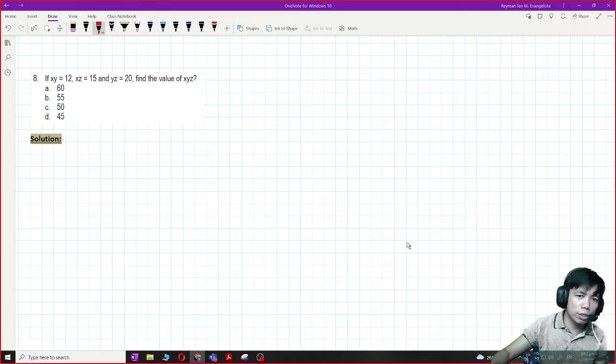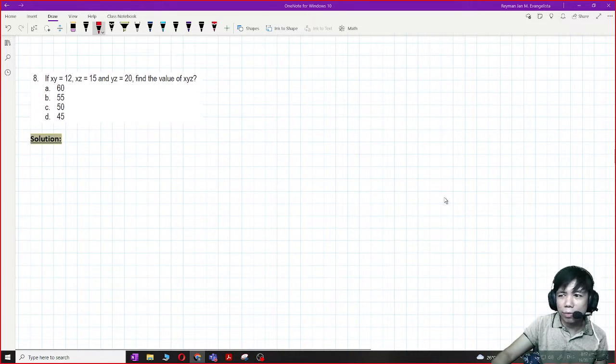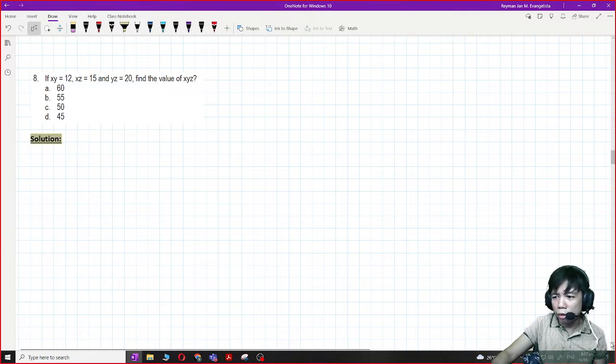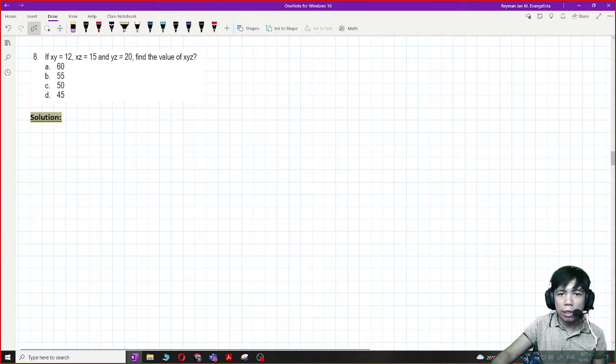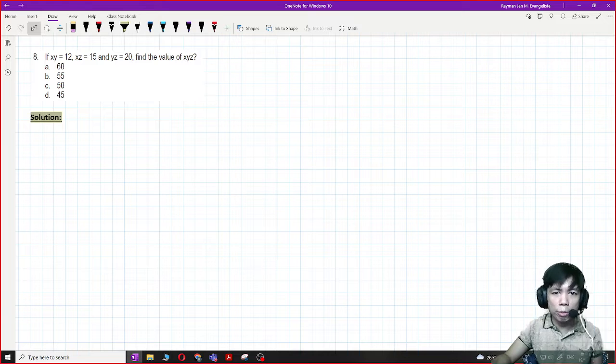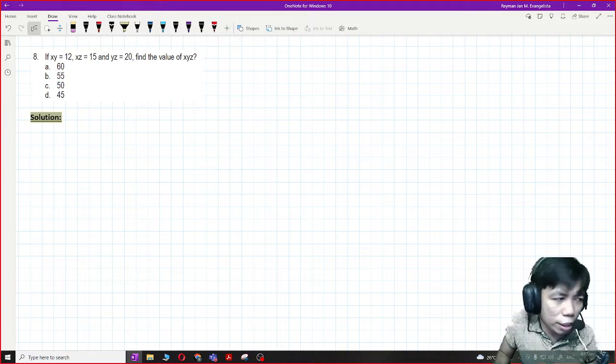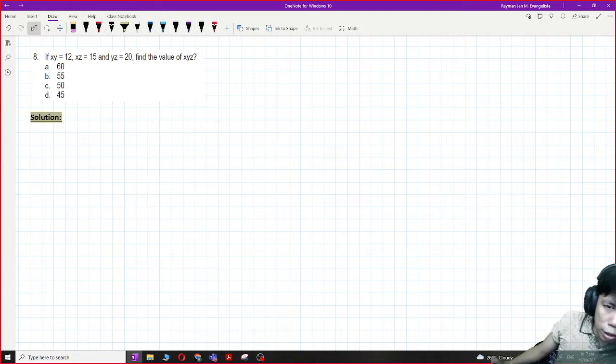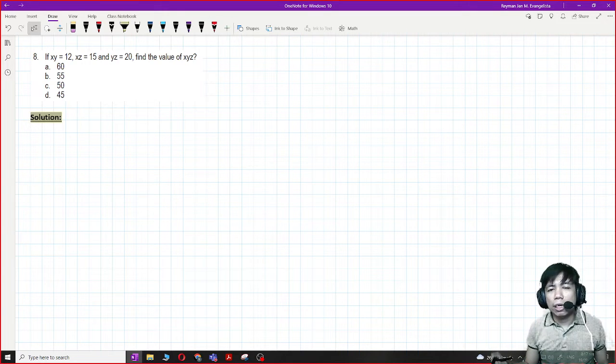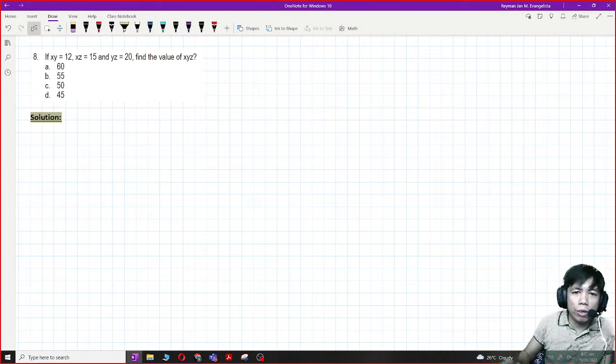So, usually guys, what you'll do here, the first time you encounter this, is to let the two variables be in terms of a common variable. For example, y and z in terms of x, and then substitute into the third equation. Okay? Because we have three equations and three unknowns, so that means you can solve them by substitution.